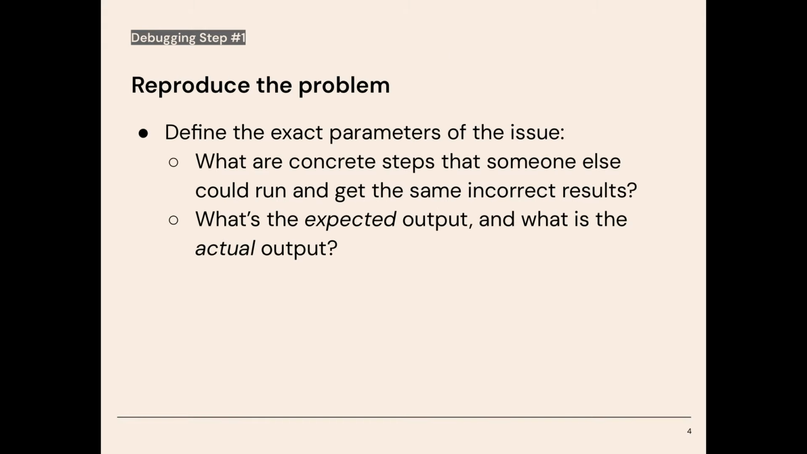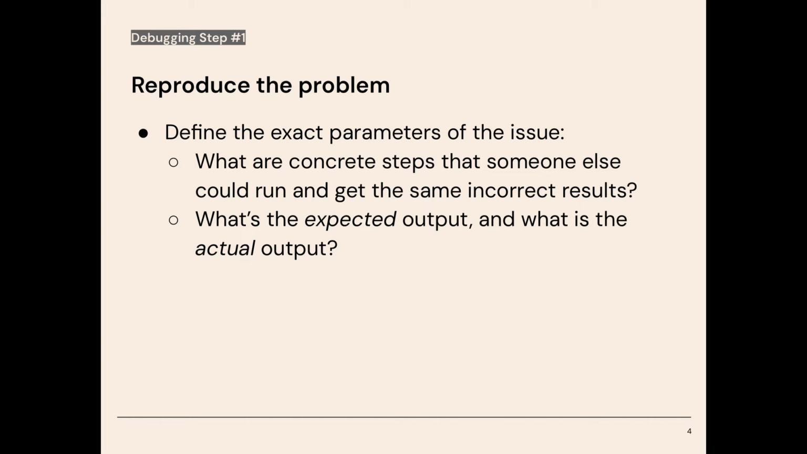Step number one is to reproduce the problem, and that means that you should figure out exactly what you have to do to get the error to show. It's because sometimes you're working with a complex data flow and it's not clear exactly when the problem shows up and when it doesn't. So you can run the code with, for example, a small set of data to figure out when this error triggers. What are the concrete steps that someone else could run and get the same incorrect results?